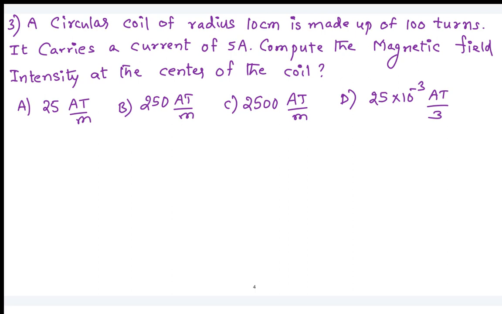So there is a circular coil of radius 10 centimeter made up of 100 turns. Right? It carries a current of 5 amperes. Then compute the magnetic field intensity at the center of the coil. So do it and tell me the answer now.